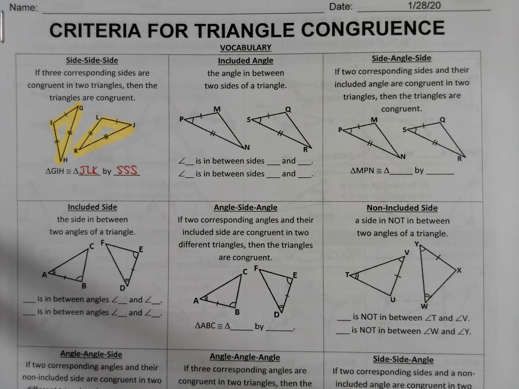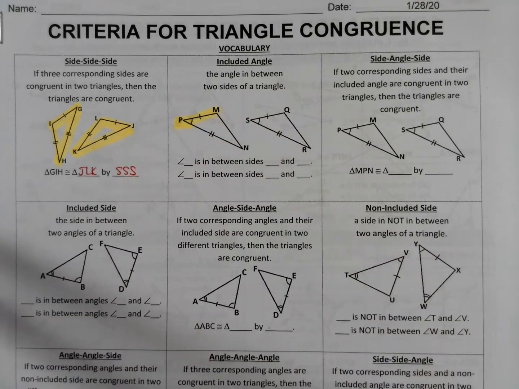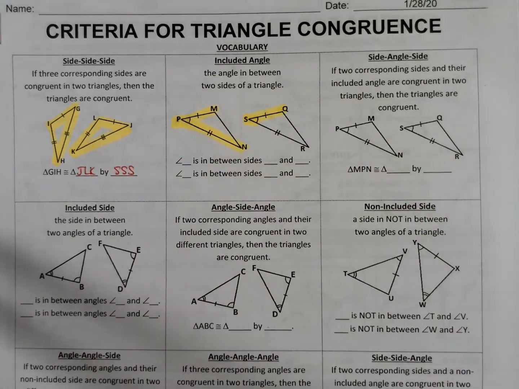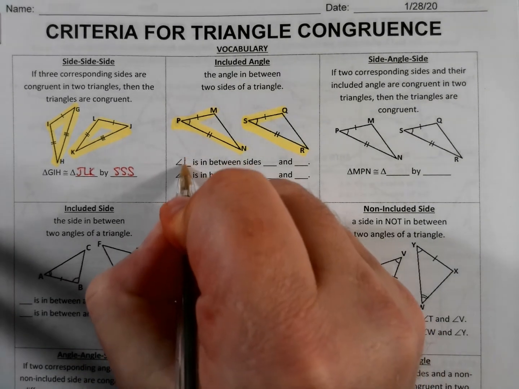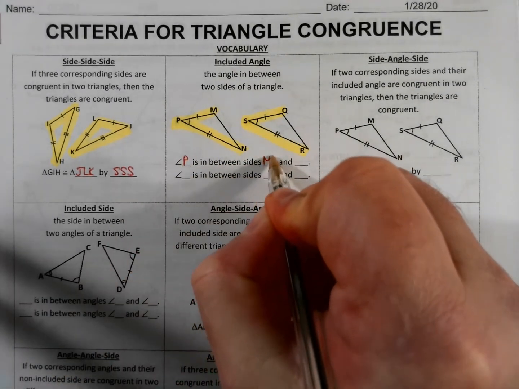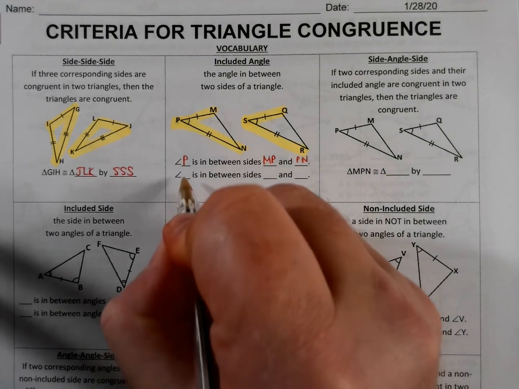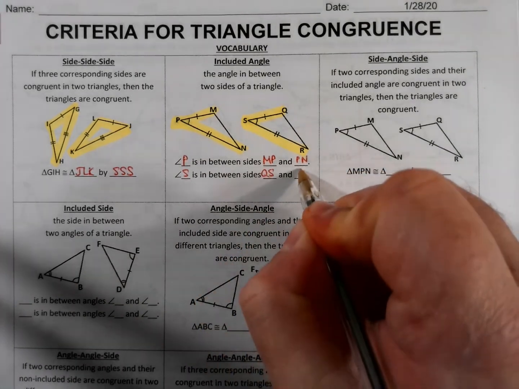Included angle, the angle in between two sides of a triangle. So here we have angle P, and angle P is between MP and PN. And here we have angle S. Angle S is in between QS and SR. So angle P is in between sides MP and PN. Angle S is in between sides QS and SR.